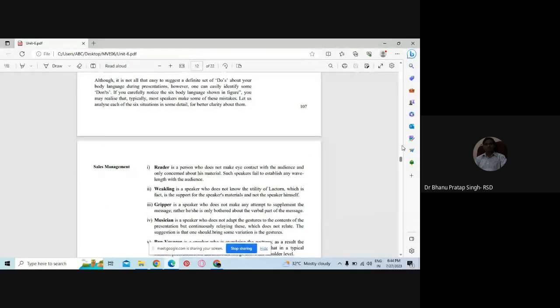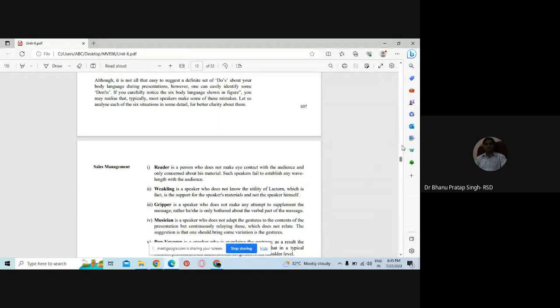Weakling is a speaker who does not know about the utility of the projector, which in fact is the support of the speaker's material and not the speaker himself. So the speaker who is going to deliver should be well aware of the material which he is here to describe.